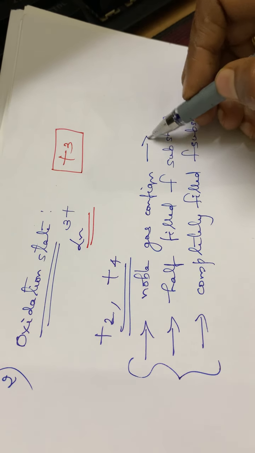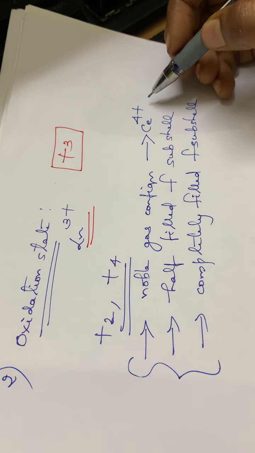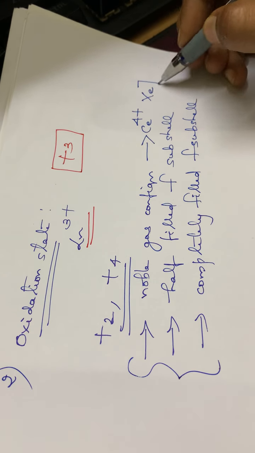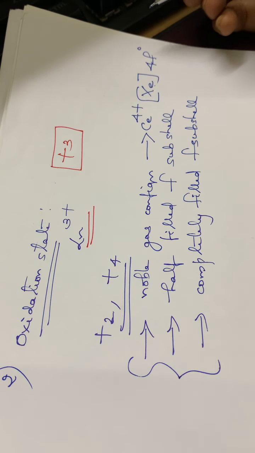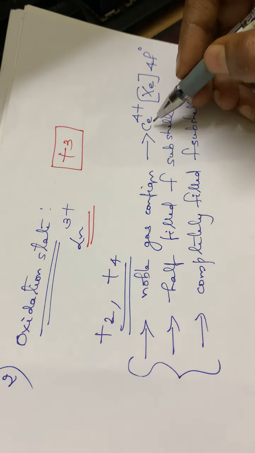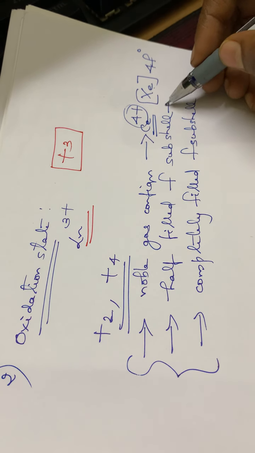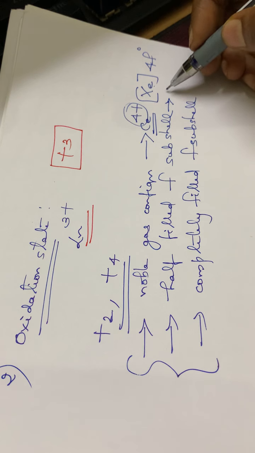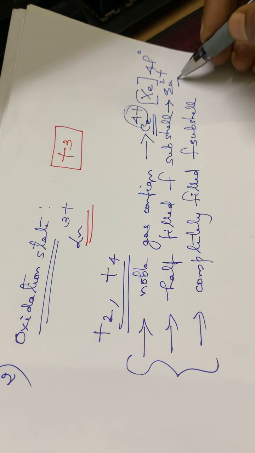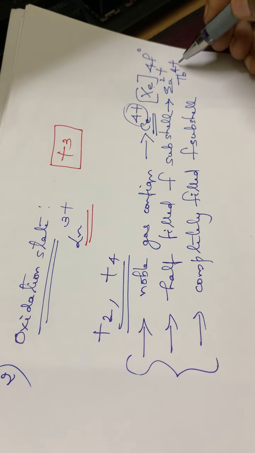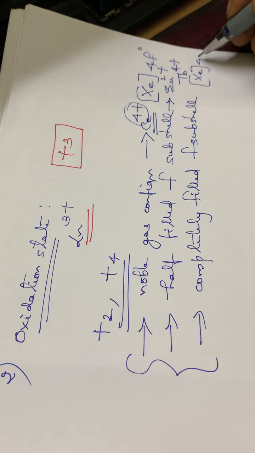For example, for noble gas configuration, we can take cerium 4+. Cerium 4+ means the configuration will be xenon 4f0, the nearest inert gas being xenon. Therefore, cerium has got a +4 oxidation state. Then for a half-filled f subshell, examples are europium 2+ or terbium 4+, that is, the configuration will be xenon 4f7.